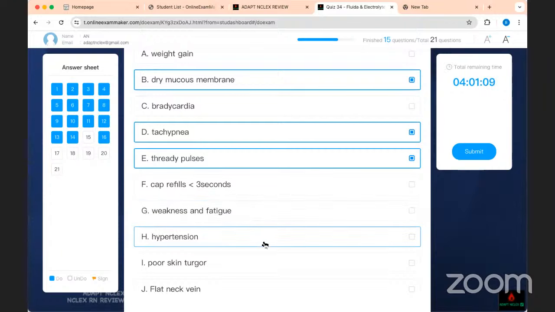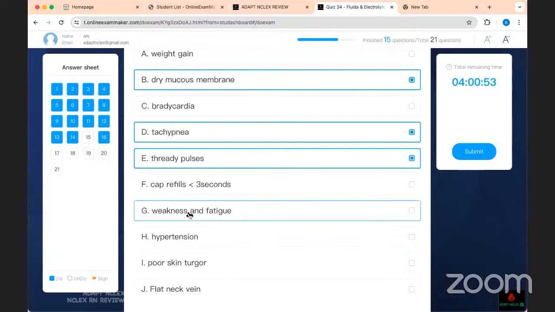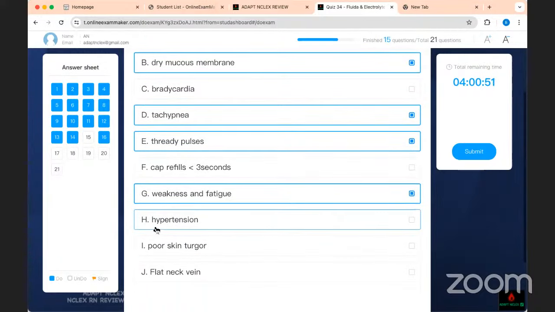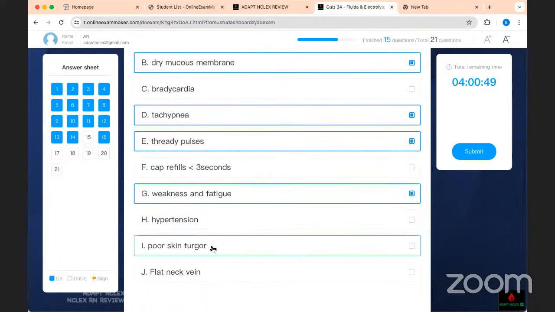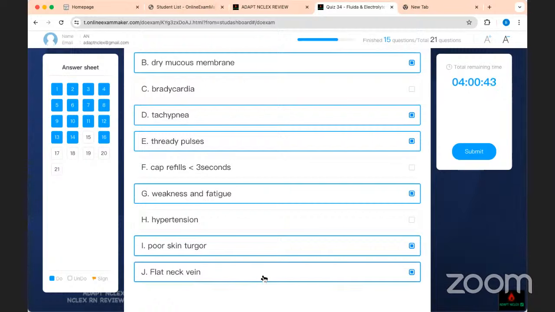How about your capillary refill less than 3 seconds? Are you going to see that? Capillary refill less than 3 seconds is normal, so you're not going to see that. You're going to be weak. Your blood pressure is not going to be high. Your skin turgor is going to be poor. And your neck vein will be flat.